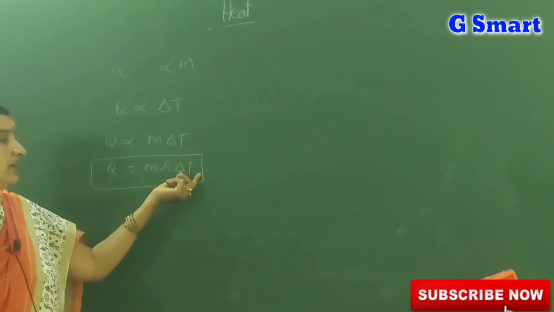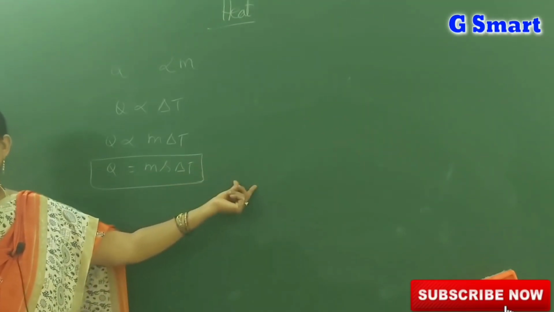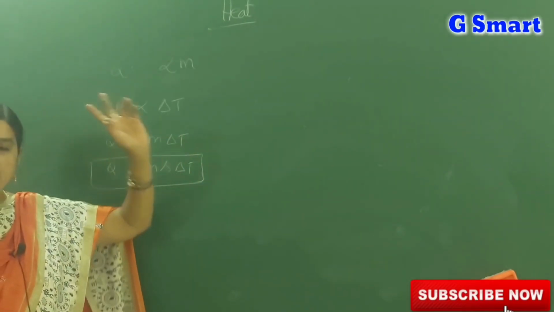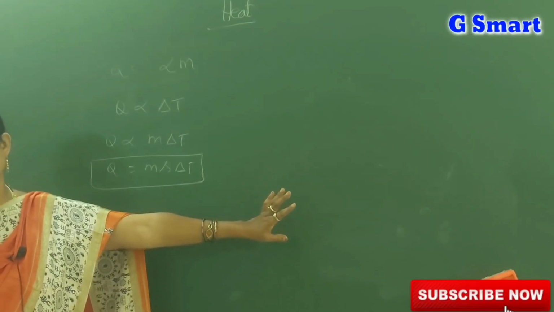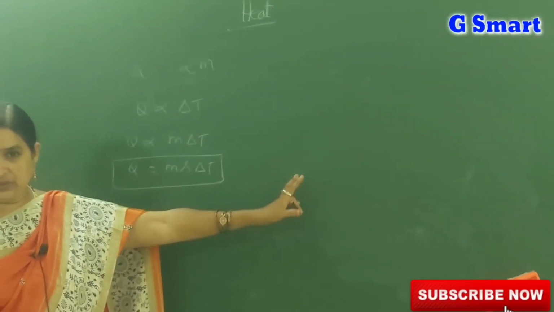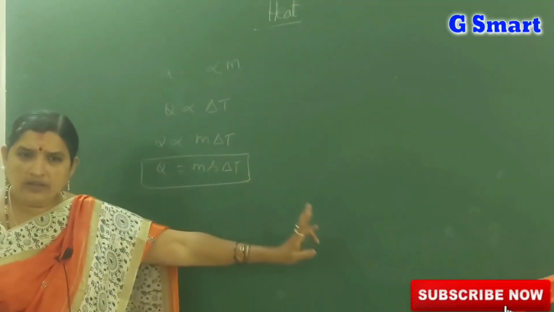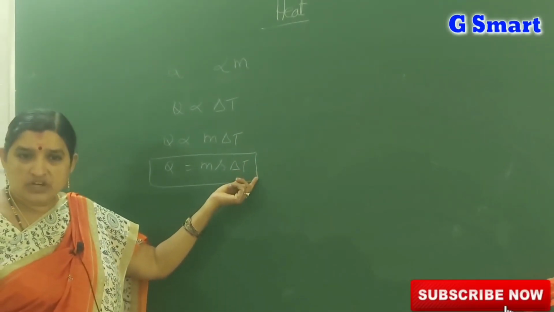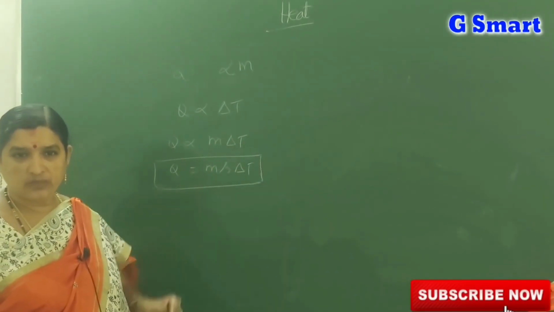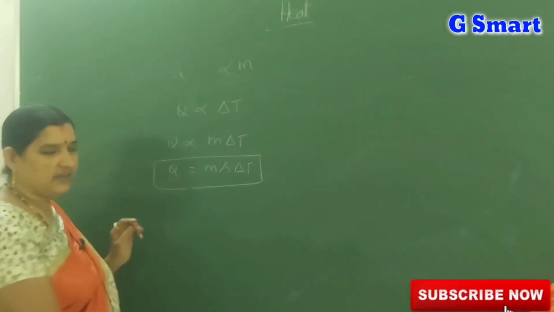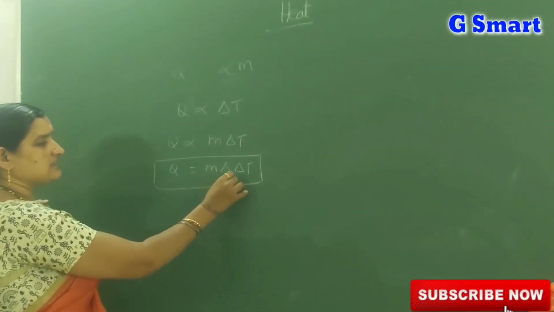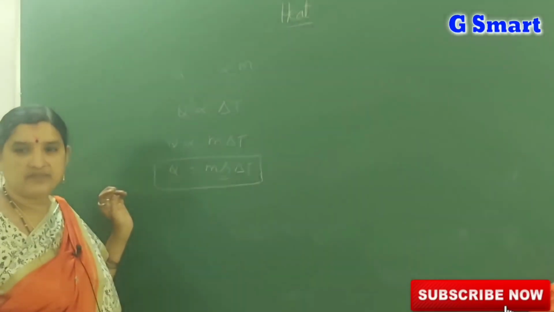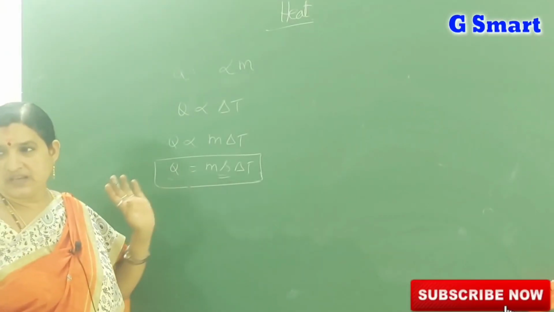Otherwise, temperature of the hotter body minus temperature of the colder body. Why? Because heat transfer always takes place from the hotter body to the colder body only. That's why the temperature difference means temperature of the hotter body minus the colder body. Q means given heat. Then what is S? That is called specific heat.